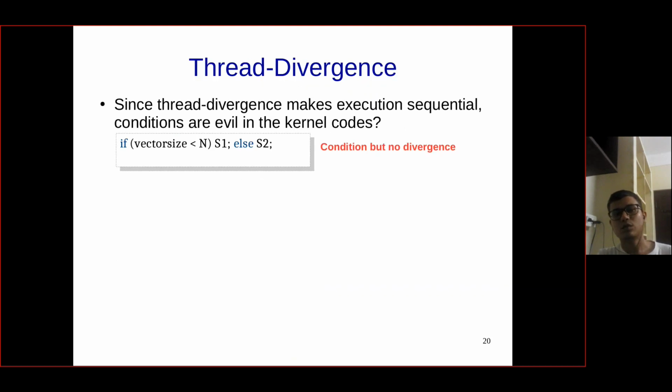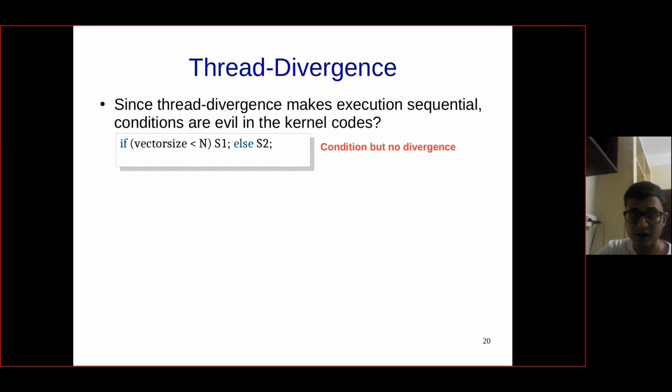Okay, so moving on. We say that there is this divergence problem, and we might feel that this divergence issue is because of the if else conditions that we had. So is it correct to say that conditions are available in the kernel code because they cause the thread divergence? The answer is no, because let us try to understand this with an example.